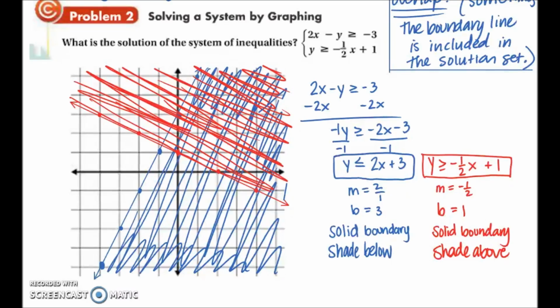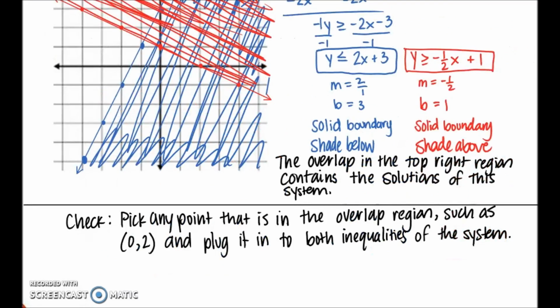So now I'm just going to show you how to check to make sure you shaded in the right area, and we're actually going to follow a very similar process to what we did in the past. To check that we shaded in the right region, we need to pick any point that is in the overlap region, such as the coordinate point 0, 2.